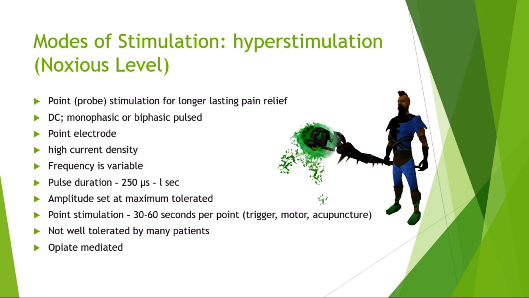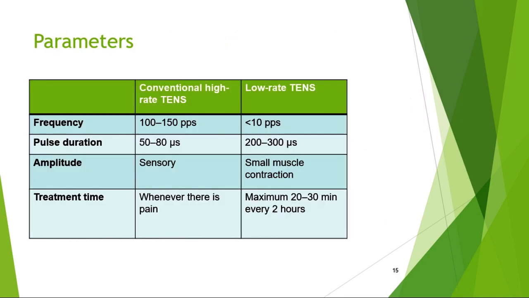So it's a trigger point, a motor point, or an acupuncture point. And a lot of patients cannot tolerate this. You're stimulating that opiate response. So this is something you're not going to see that often, but it's just something to know about. So these are your parameters. You'll have this in your references to go through, comparing conventional high rate TENS to low rate TENS.